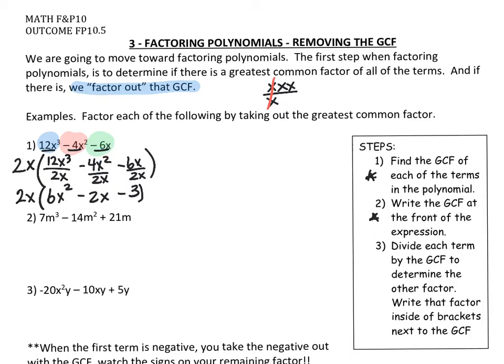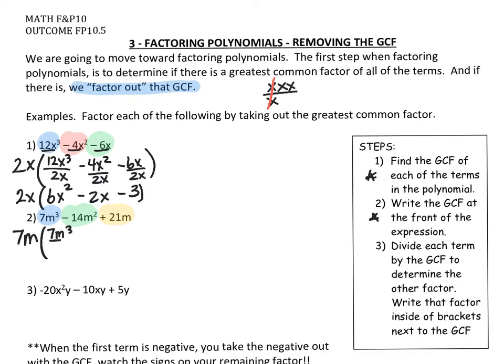Okay, let's look at example number 2. So my three terms here are 7m cubed minus 14m squared plus 21m. So I need the greatest common factor of those things. So a number that goes into 7, 14, and 21 is 7. And into m cubed, m squared, and m is m. So I'm going to factor out a 7m. That's the greatest common factor.